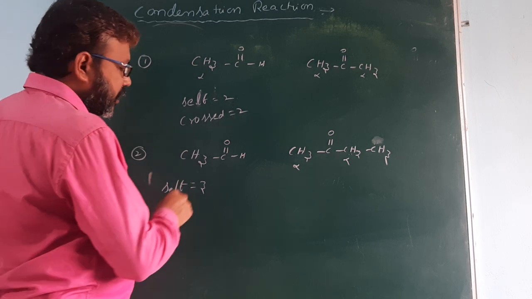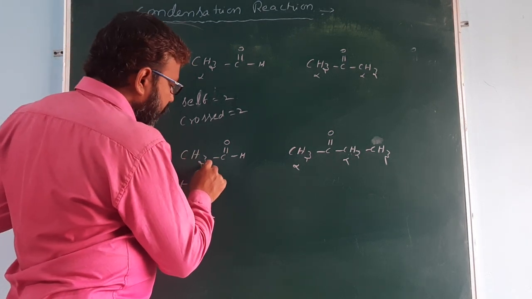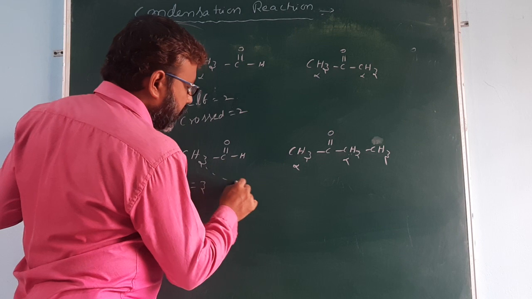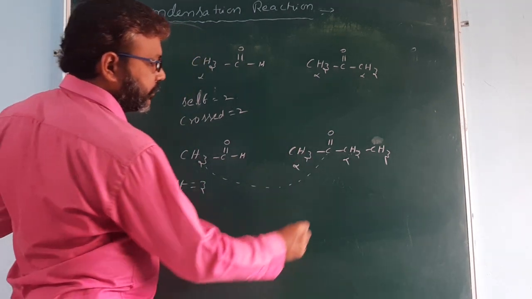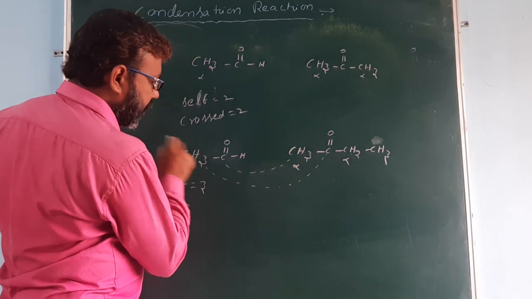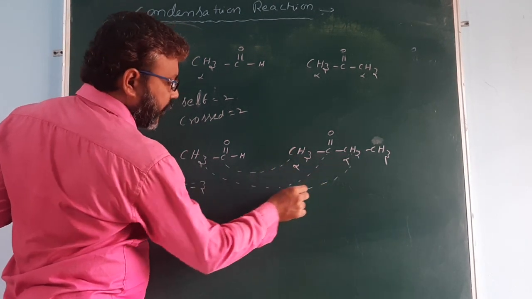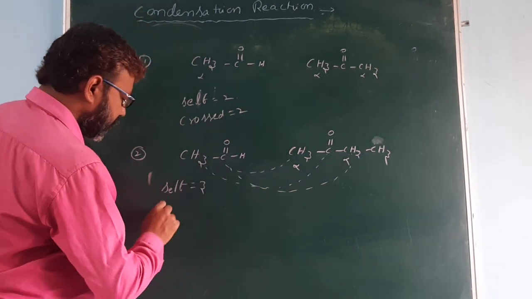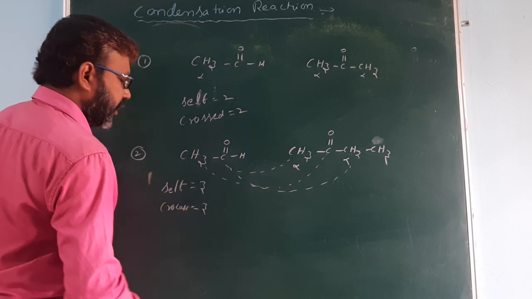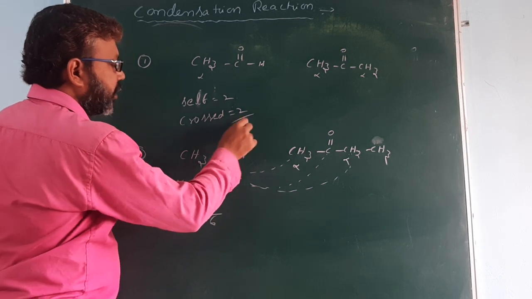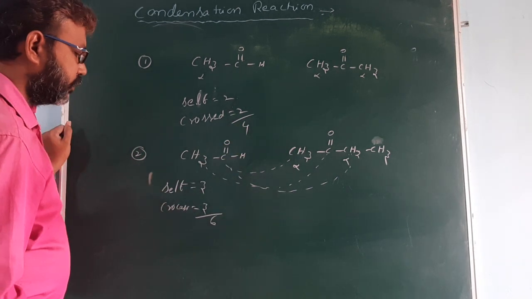Now crossed aldol condensation: this alpha hydrogen combined with this one gives one product. This alpha hydrogen combined here gives one product, and this alpha hydrogen combined here gives one product. So crossed products are 3, and the total number of products is 6. For the previous example, the total products are 4.